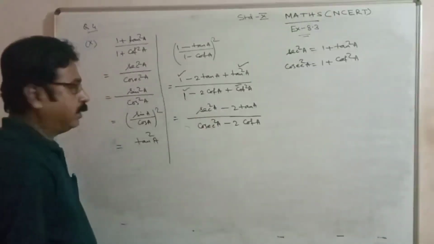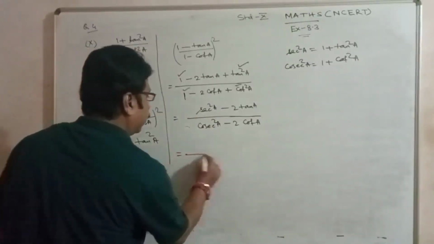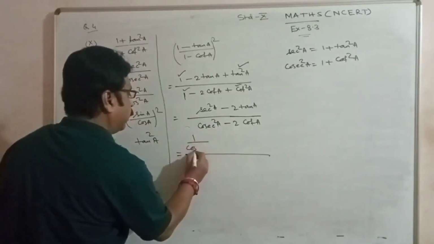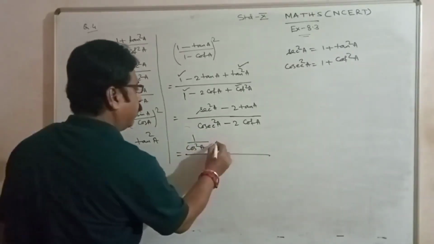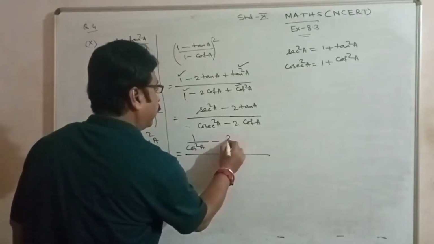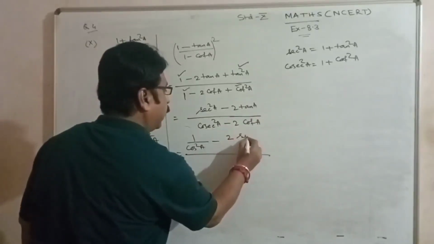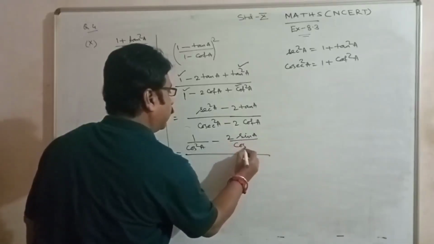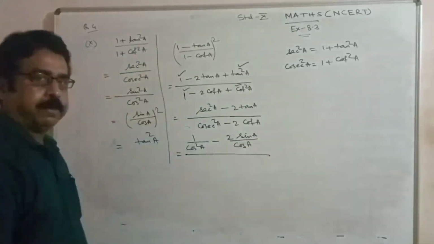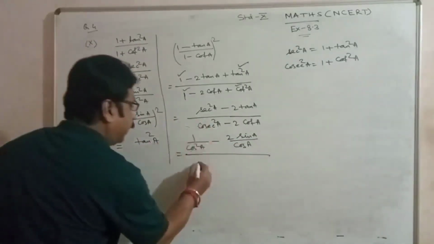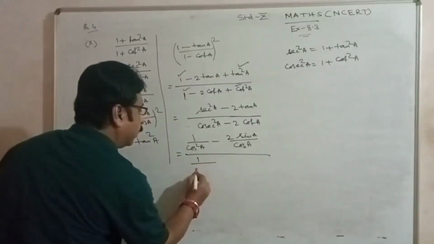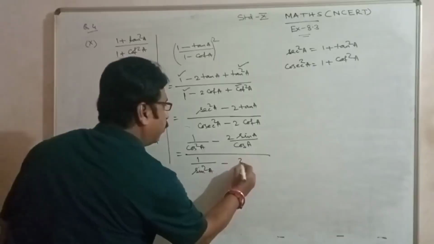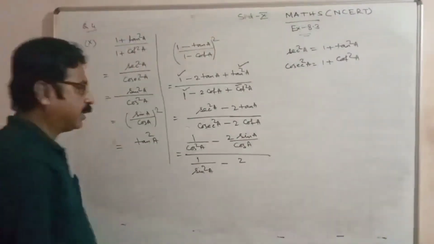Let us simplify this. It will be 1 upon cos square A minus 2 sin A upon cos A means tan A. Then cosec square A, 1 upon sin square A minus 2 cot A means cos A upon sin A.